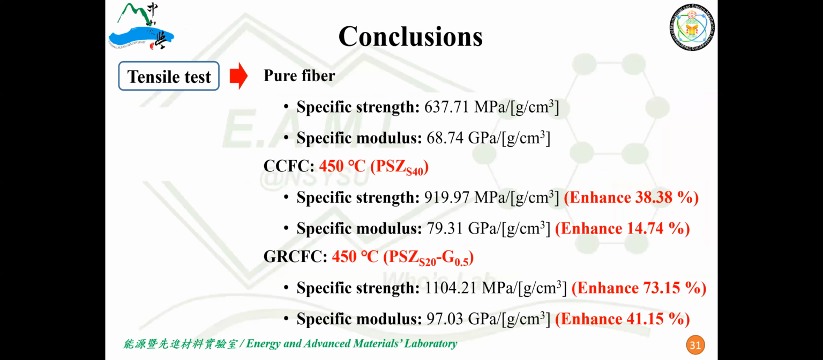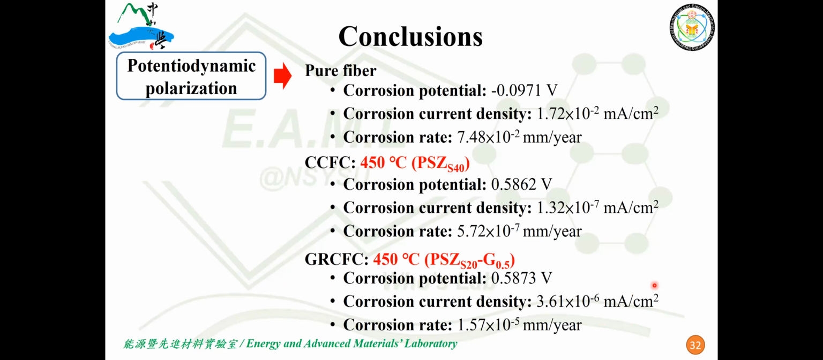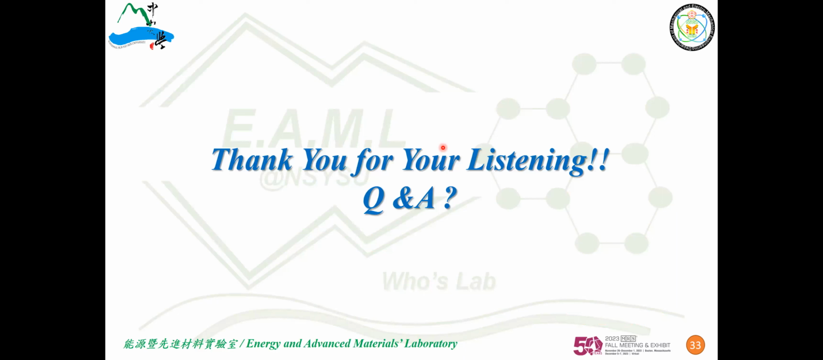So that's our conclusion. I'll show you some results. Without graphene, the composites' strength and modulus increase, and with graphene, the composites' specific strength and specific modulus also increase a lot. For the corrosion test, we have a higher corrosion potential and a lower corrosion current. That means we tremendously improved its corrosion resistance. So that's my presentation. Thank you very much.